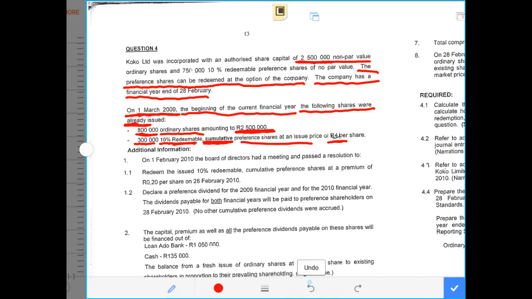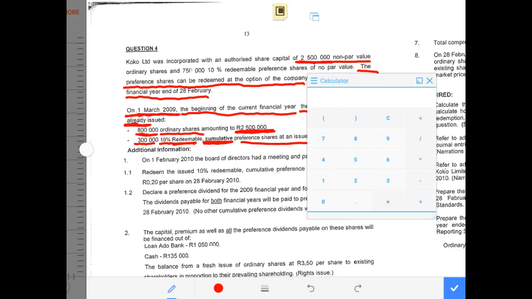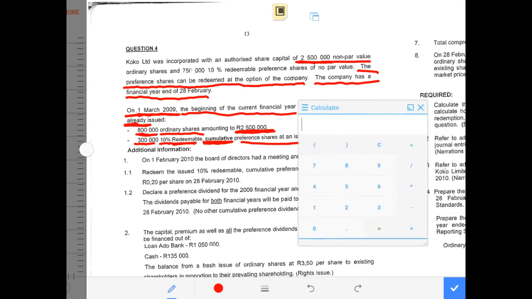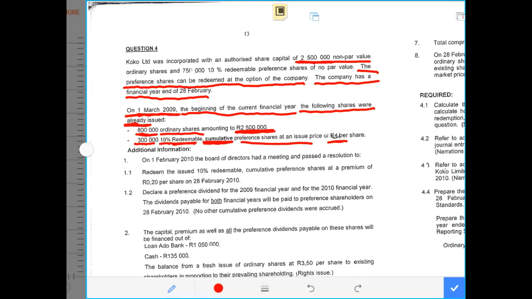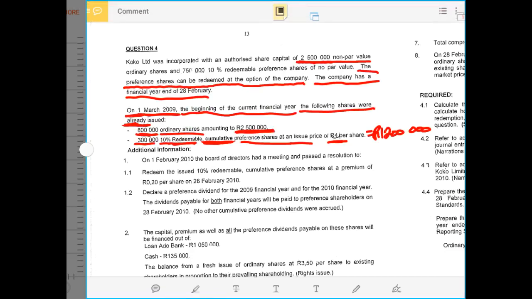Therefore, if they were issued at 4 rand, we can calculate how much would have been the total capital for these preference shares. So now that will be 4 rand times 300,000. Then this will give us 1,200,000 of the preference capital. That means the capital for the 300,000 preference shares that were issued at 4 rand would have amounted to 1,200,000 rands. Then after, it further says that we have the additional information that we have to account for on the 1st of February 2010.